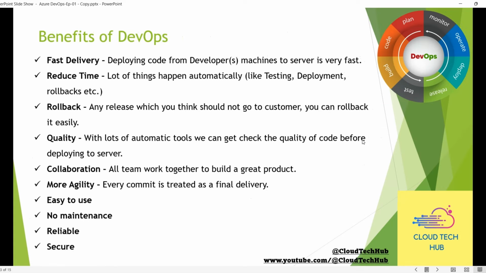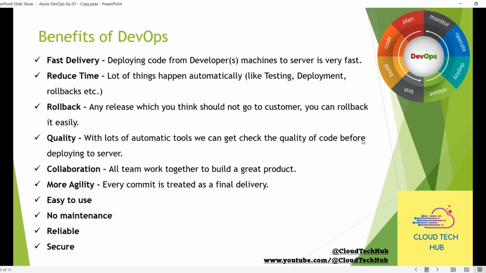So what are the benefits of DevOps? There are various benefits of DevOps, such as fast delivery. Deploying the code from developers' machines to the server is very fast. DevOps reduces time as a lot of things happen automatically, like testing, deployment, rollbacks, etc. Let's say the customer is not happy with the product feature, the developer can immediately roll back the changes. Rollback: any release that you think should not go to the customer, you can easily roll back.